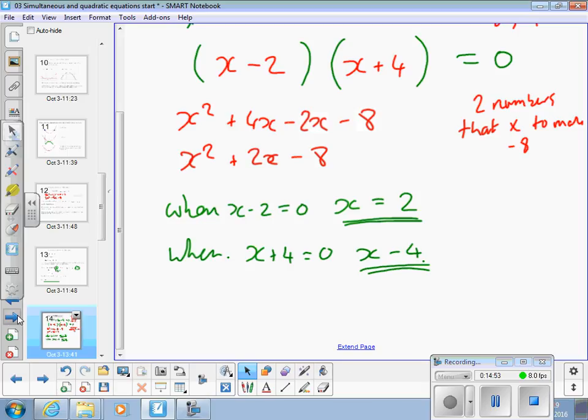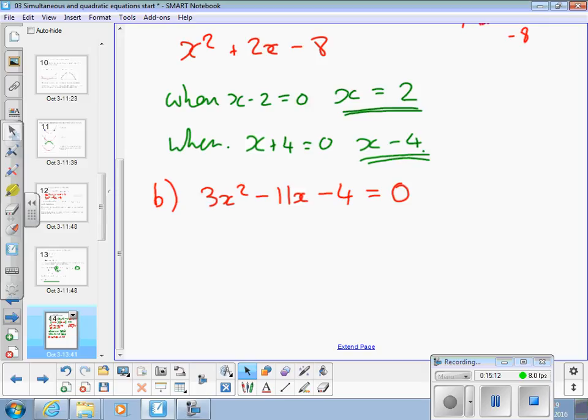B: 3x squared minus 11x minus 4 equals nothing. What's the best stab at factorising that? What can we do to end up with 3x squared?